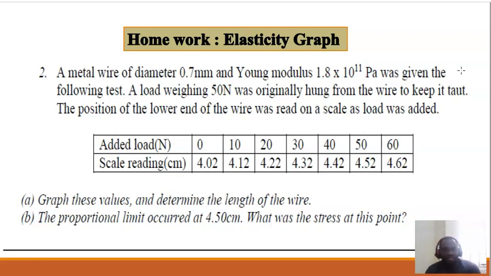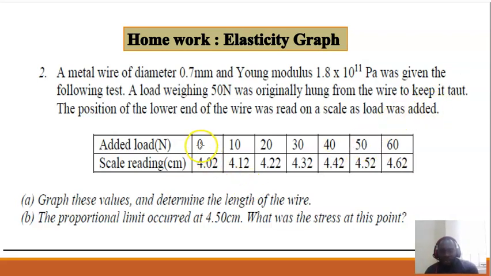Now, one thing I realized about the homework is that we did not make room for extension in our table. We just used the scale reading as it is as our extension, which actually is not proper. I also felt I may have misled us to add the weight to the added load. Because if you take a critical look at it, the added loads are the ones that are responsible for the extension. What does that mean?